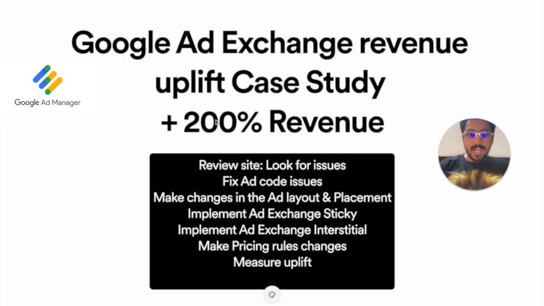So what is our plan on actually uplifting the revenue for the publisher? What we'll do is we'll review the site that our publisher has shared and look for issues. Firstly, we'll be applying the ad code fixes and basic errors that we see in the ad code. Then we'll again review the site and make changes in the ad layout and placement. So overall, if we feel that this ad should be positioned like this, or if we introduce a multi-size for this ad request, revenue could be optimal, we'll be tweaking that and we will be making those changes.